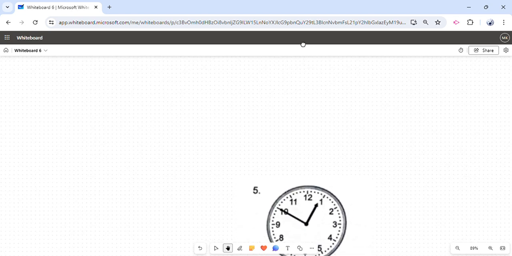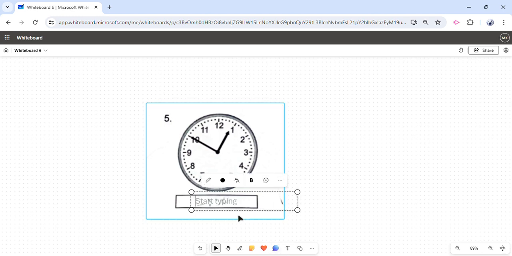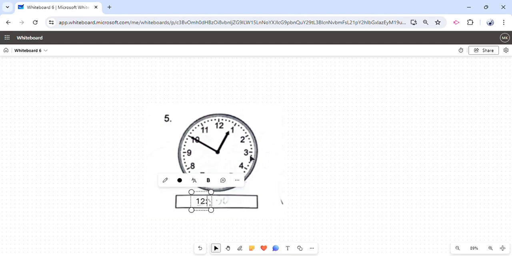For the fifth clock, we have the hour hand after 12 and a little bit before 1. So the hour is 12. And you have to count by 5s again. So you get 5, 10, 15, 20, 25, 30, 35, 40, 45, 50. So the hour is 12 and the minutes are 50. So the time is 12:50.